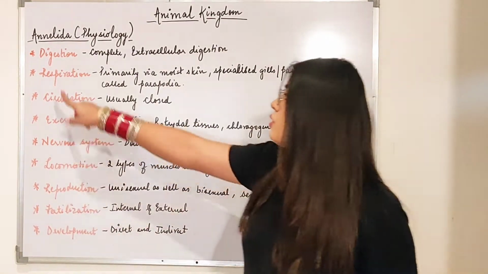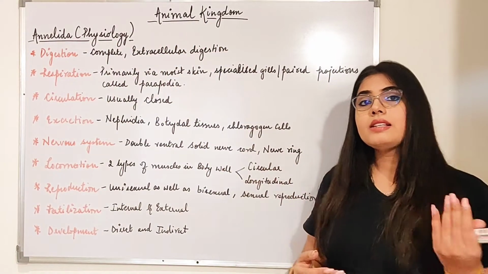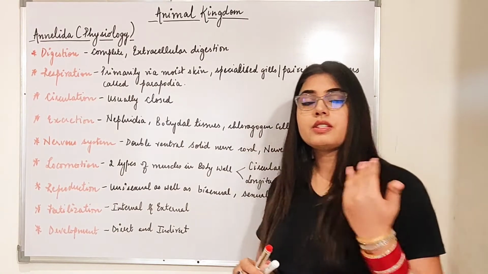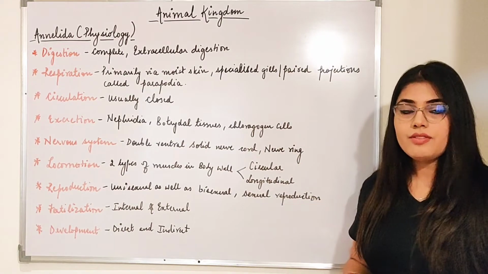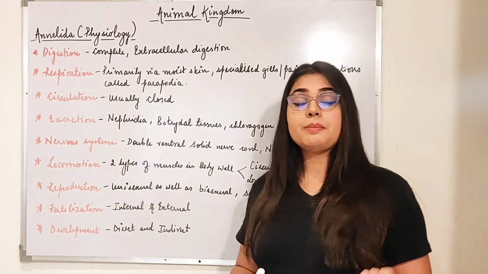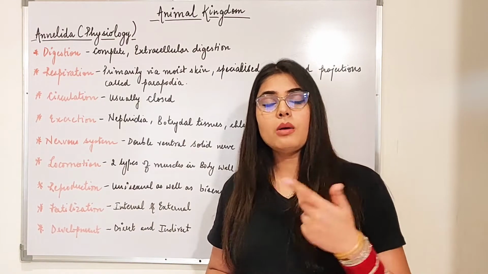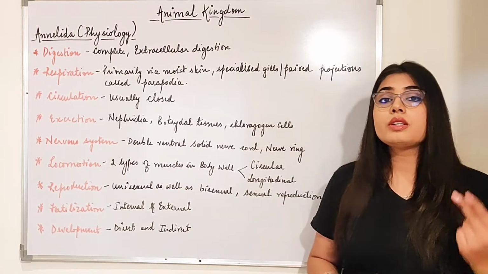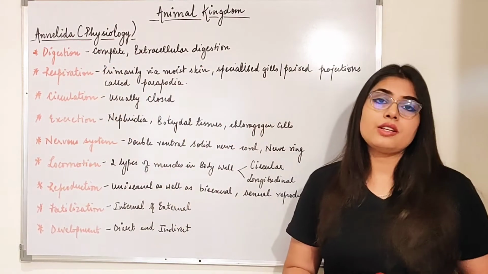Now, digestion is complete. Can anybody tell me what is the reason that digestion here is complete? In the previous video, when we were studying the general characteristics of this phylum, I told you that the body plan they have is tube within tube. So if they have a tube within tube body plan, how many openings are present in their body? 2 openings are present: mouth and anus. If 2 openings are present and they have a tube within tube body plan, automatically the digestion will be complete digestion.